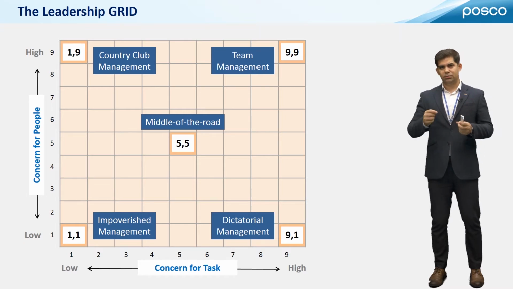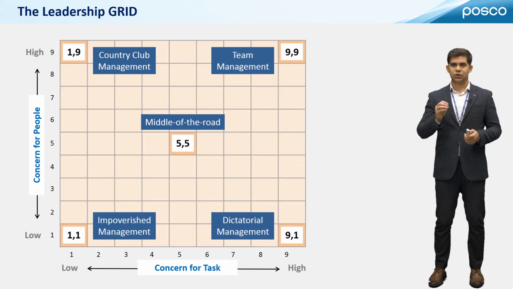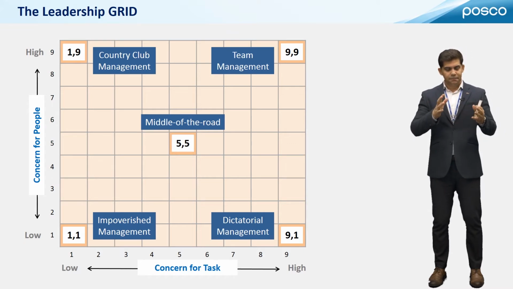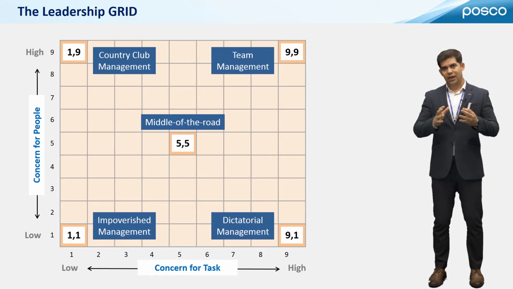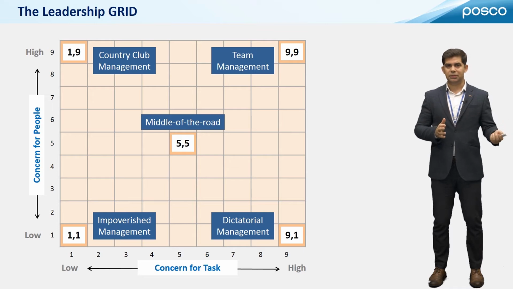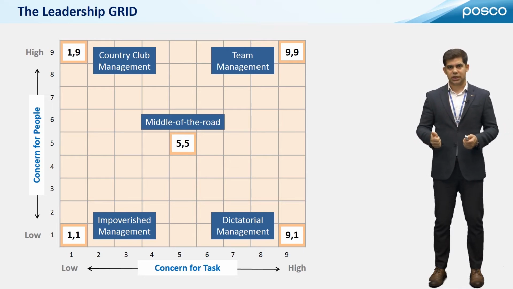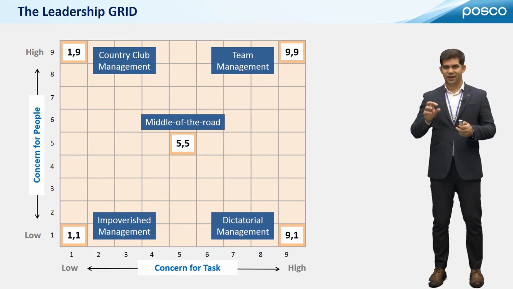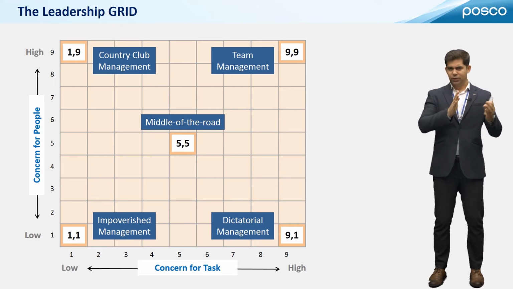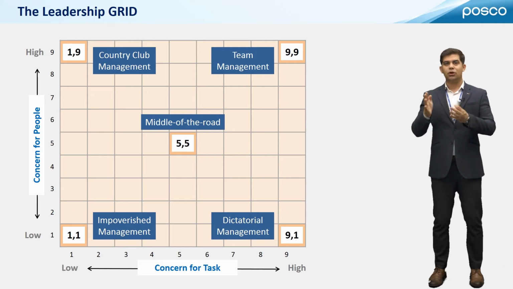The first one is called the 1-1 leadership, which is also called the impoverished style of management. In this, the concern for people and production are both low. They are neither concerned about the people, nor too concerned about the task. So they sit on the bottom left-hand side of this grid, which is 1-1. After that, the next one is 5-5, which sits right in the middle of the grid, which is moderate concern for people and moderate concern for task or production.